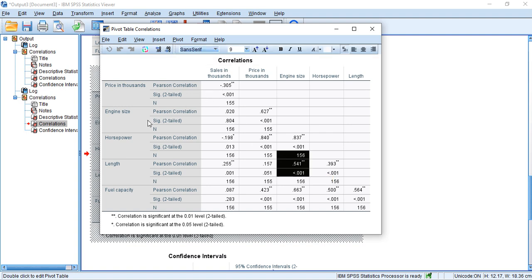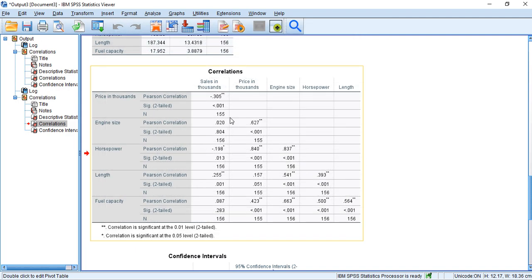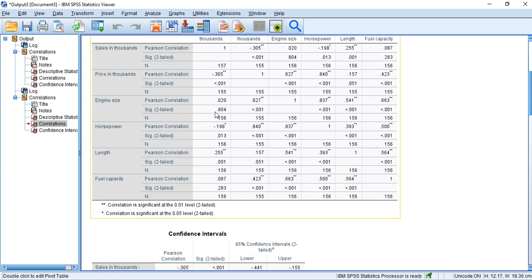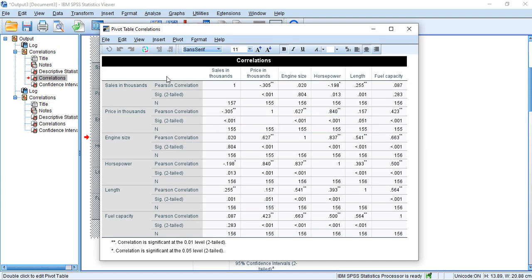So when we look at the relationship between the price in thousands and sales in thousands, here you see it changes, so we could go back to the former table. Let's come back here. So here when you look at sales in thousands, it again is here, sales in thousands.